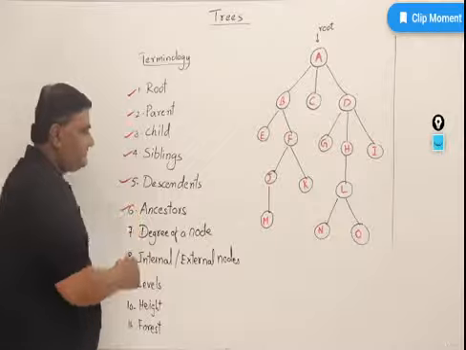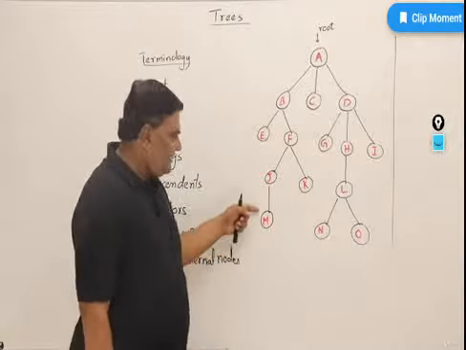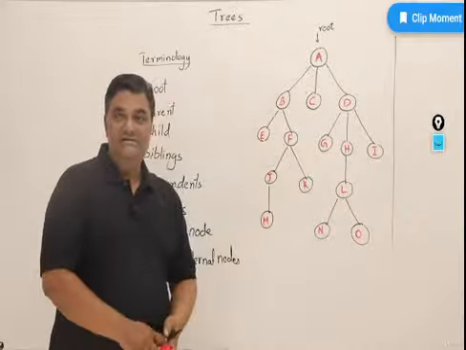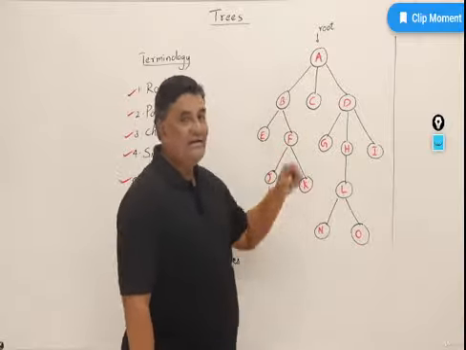Next is ancestors. For any node, all the nodes along the path from that node to the root node. So for M, J, F, B, A are ancestors. For N, L, H, D, A are ancestors.